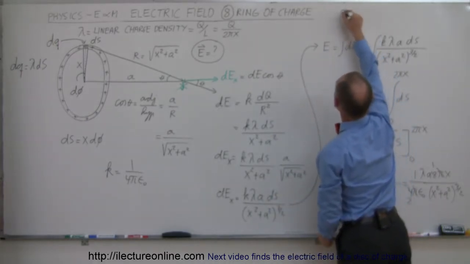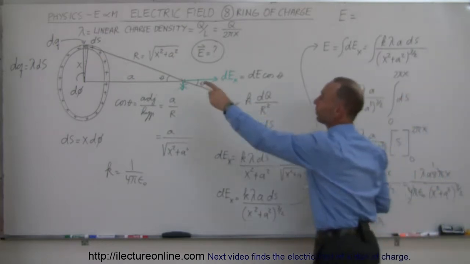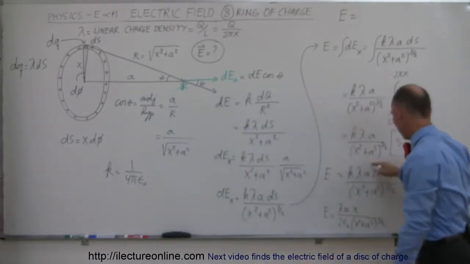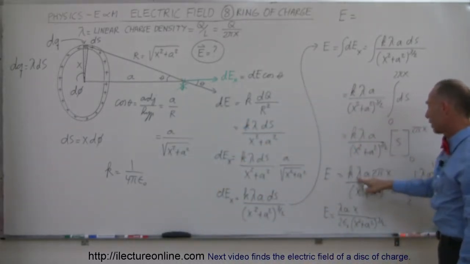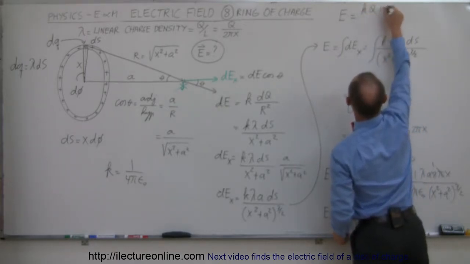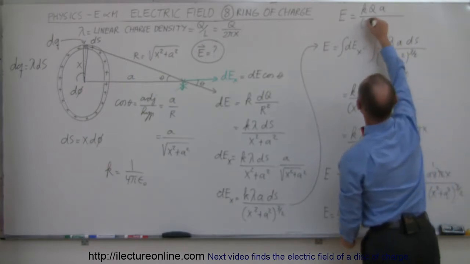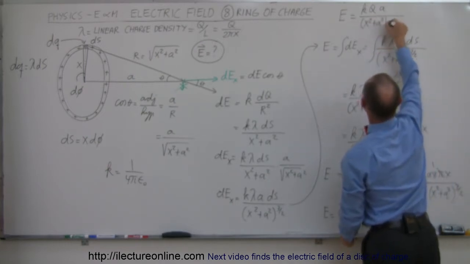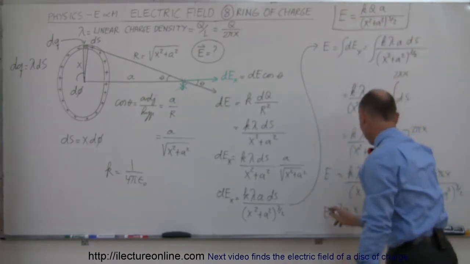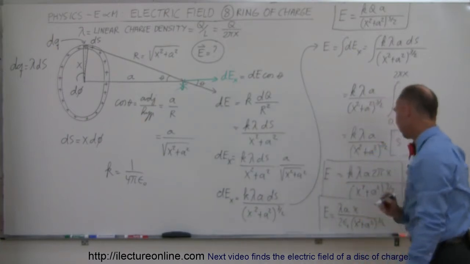We could have also written it as E is equal to, so we're going to replace lambda over here by q over L, or q divided by 2 pi x, and then the 2 pi x's would cancel out, so then all we would be left with is q. So that would be k q times a divided by, and we'd keep this whole thing right here, x squared plus a squared to the 3/2 power. So that would be another way in which we can write it. So these are different forms of the very same answer, depending upon what you feel most comfortable with.